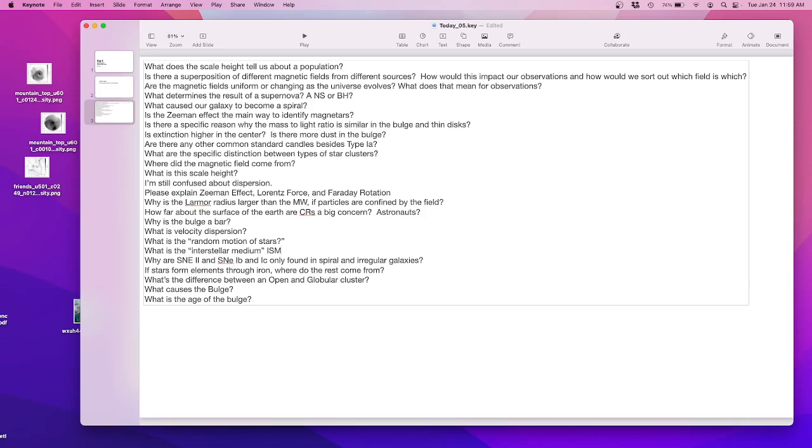Why are type 2 core collapse supernovas only found in spiral and irregular galaxies? I'm not answering this question right now because it's such a good question. I'm going to let you guys sort this out. Does anybody have any ideas why, real quick? Isn't it because the elliptical galaxies are too old? And what does that mean? They've already had it happen.